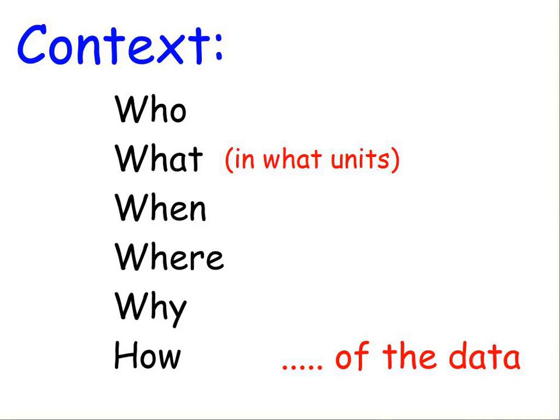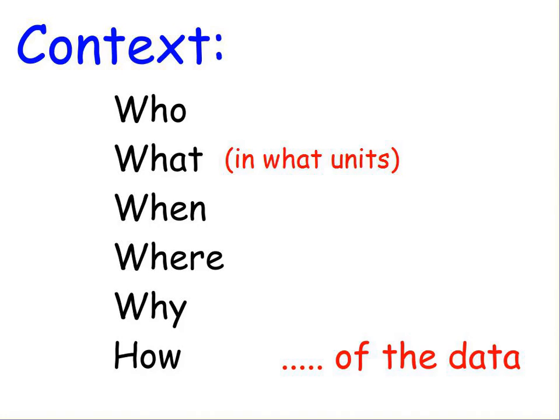So context has 6 very key pieces. So the first key piece is who. We also have what, specifically in what units. We have a when, where, why, and how. Now you might be thinking those are words that we've learned in English, and you're absolutely correct. Those are words that are very commonly used in English class. We're going to be applying them to data.